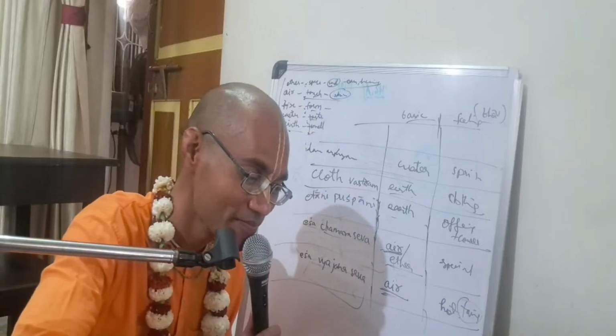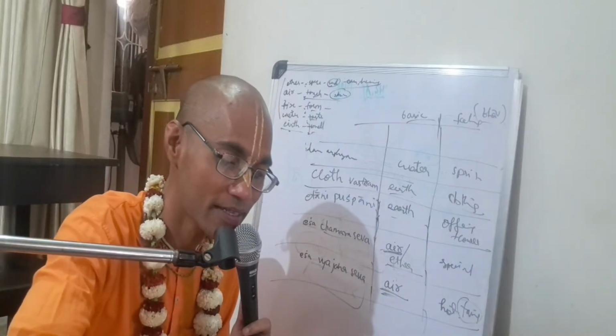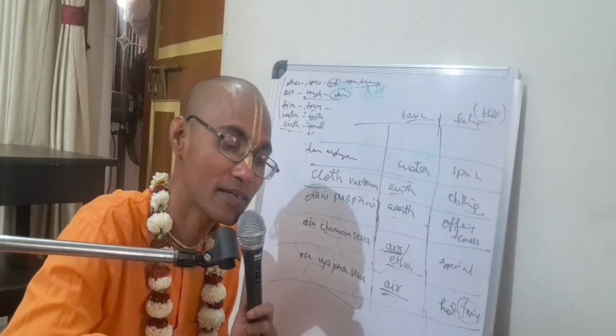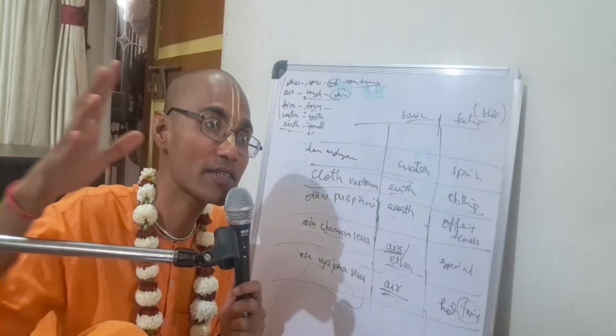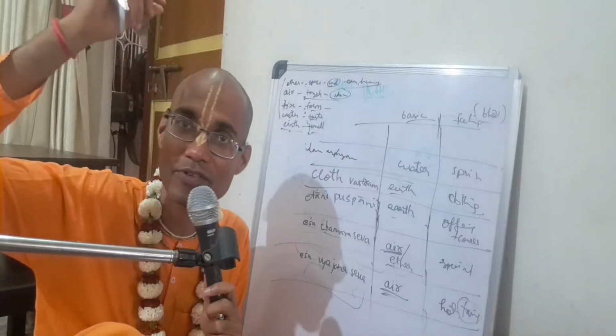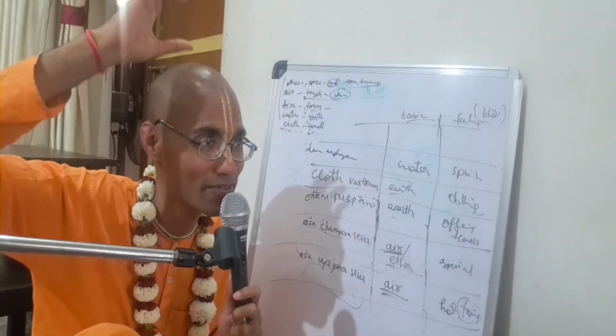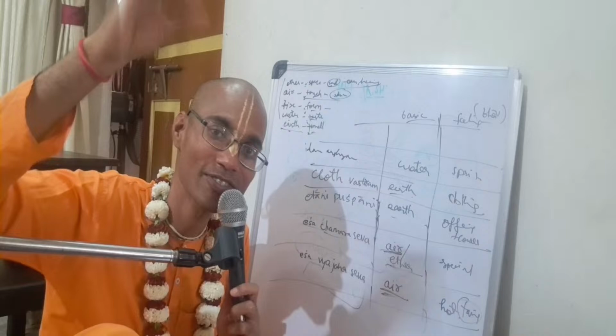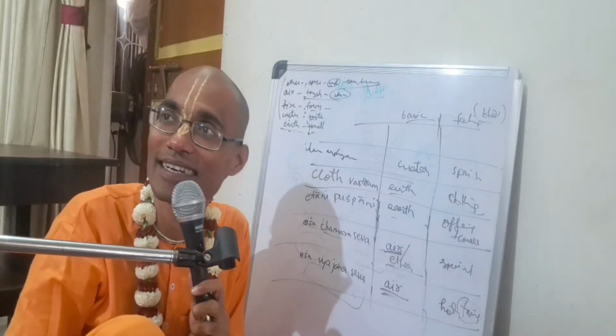Okay, so another important thing is sprinkling water. Individually, sometimes devotees sprinkle water and do abhishekam of every devotee, so you should be careful about that.